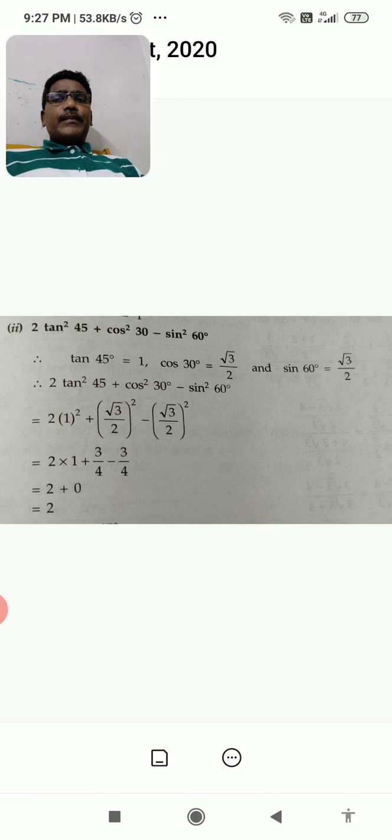2 of 1 square plus root 3 upon 2 whole square for cos square 30, minus sin square 60, which is root 3 by 2 whole square. After opening the bracket, you see 2 into 1 is 2, plus root 3 upon 2 whole square: root 3 square is 3, 2 square is 4. Same for the other one, root 3 square is 3, 4. So plus 3 upon 4 minus 3 upon 4 gets cancelled because of plus and minus. Only 2 into 1 is 2, plus 0, is 2.